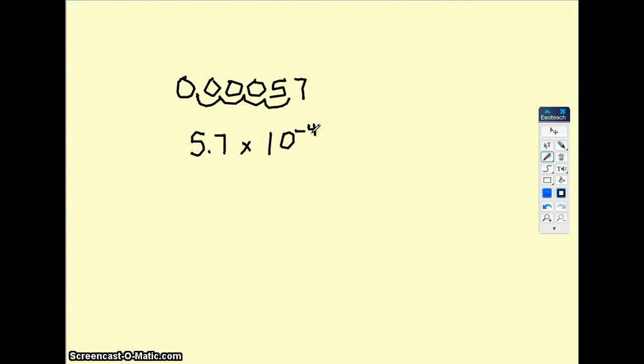Raising something to a negative power is the same as multiplying by 0.1 or 0.01, all those powers of 10. Or in this case, 5.7 times 1 over 10 to the 4th. 1 over 10 to the 4th is 1 over 10 times 10 times 10 times 10, which is 1 over 10,000. So you multiply a number by 1 over 10,000, you end up with a number very close to 0. That's what 10 to the negative 4th is.